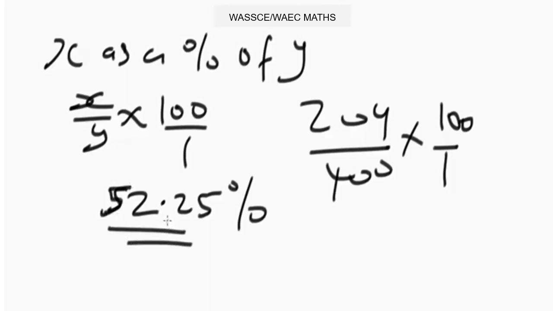Now, note that if x, the numerator, is bigger than y, you will get a percentage that is bigger than 100. Whereas if the numerator x is less than the denominator y, you will get a percentage that is less than 100. So that's basically what you have to know. Let's wipe this and look at a more practical question under expressing x as a percentage of y.